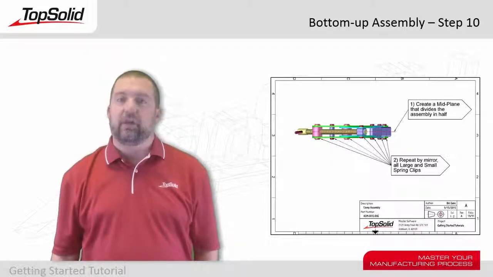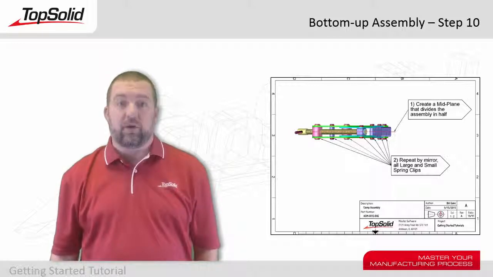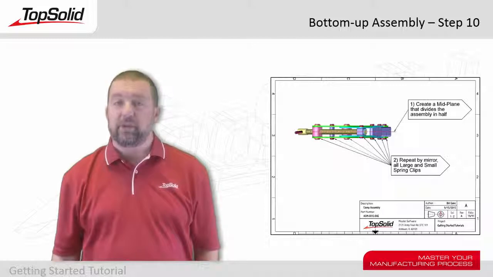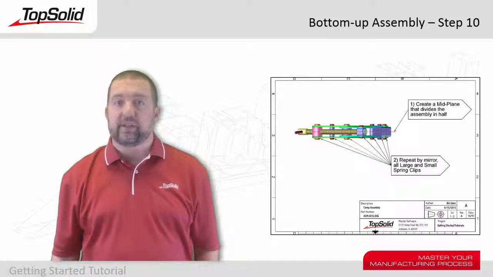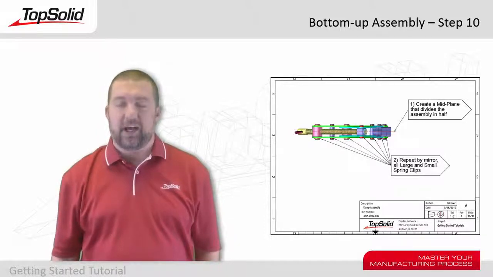The first will be to create a plane that we call midplane. This plane will divide the model in half and make it easier for the repetition that we'll also create using symmetry. We'll also talk briefly about symmetric components and how they work. Let's see how it all works.